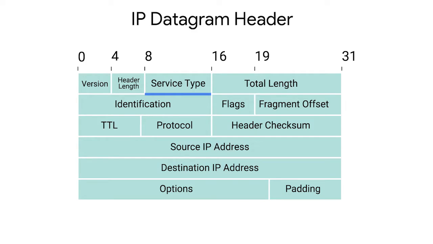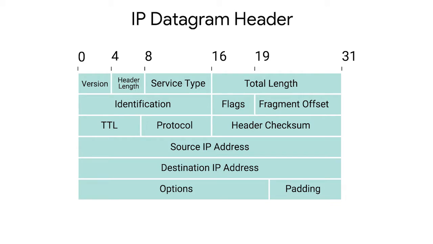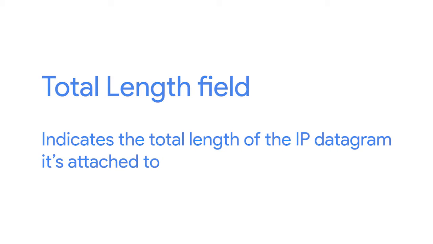Next, we have the service type field. These 8 bits can be used to specify details about quality of service, or QoS technologies. The important takeaway about QoS is that there are services that allow routers to make decisions about which IP datagram may be more important than others. The next field is a 16-bit field known as the total length field. It's used for exactly what it sounds like, to indicate the total length of the IP datagram it's attached to.